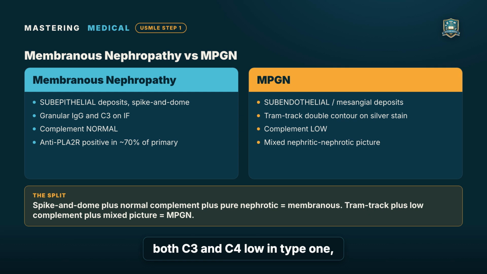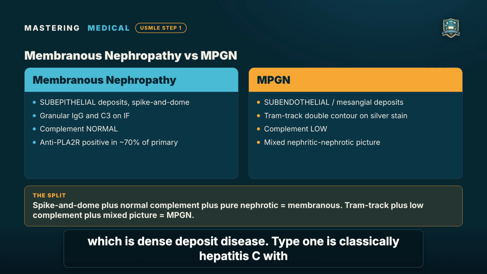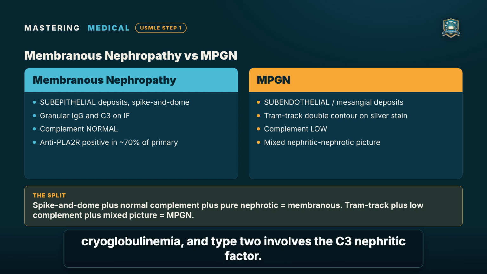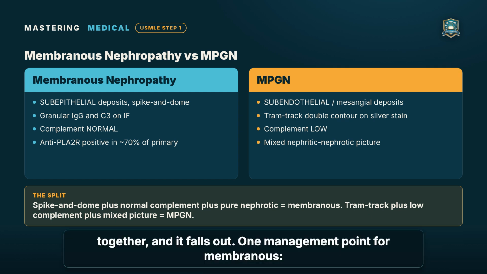Both C3 and C4 low in type 1. C3 alone low in type 2, which is dense deposit disease. Type 1 is classically hepatitis C with cryoglobulinemia, and type 2 involves the C3 nephritic factor. So read the light microscopy phrase and the complement level together, and it falls out.